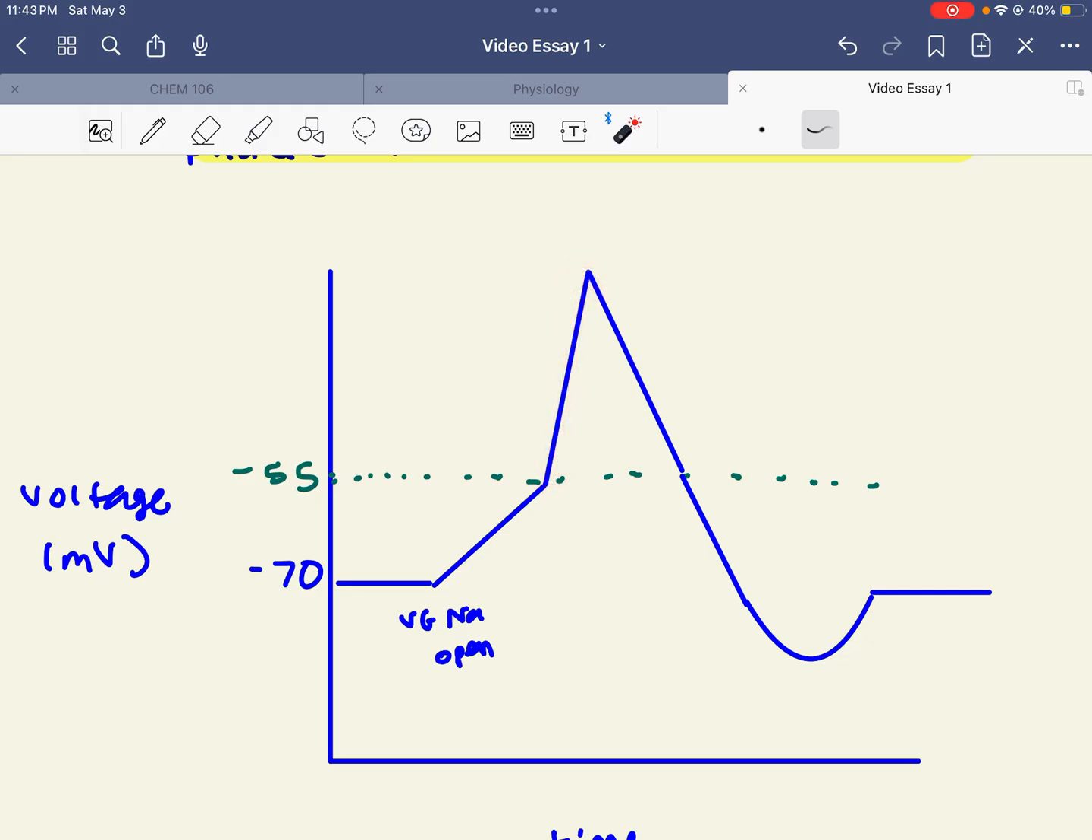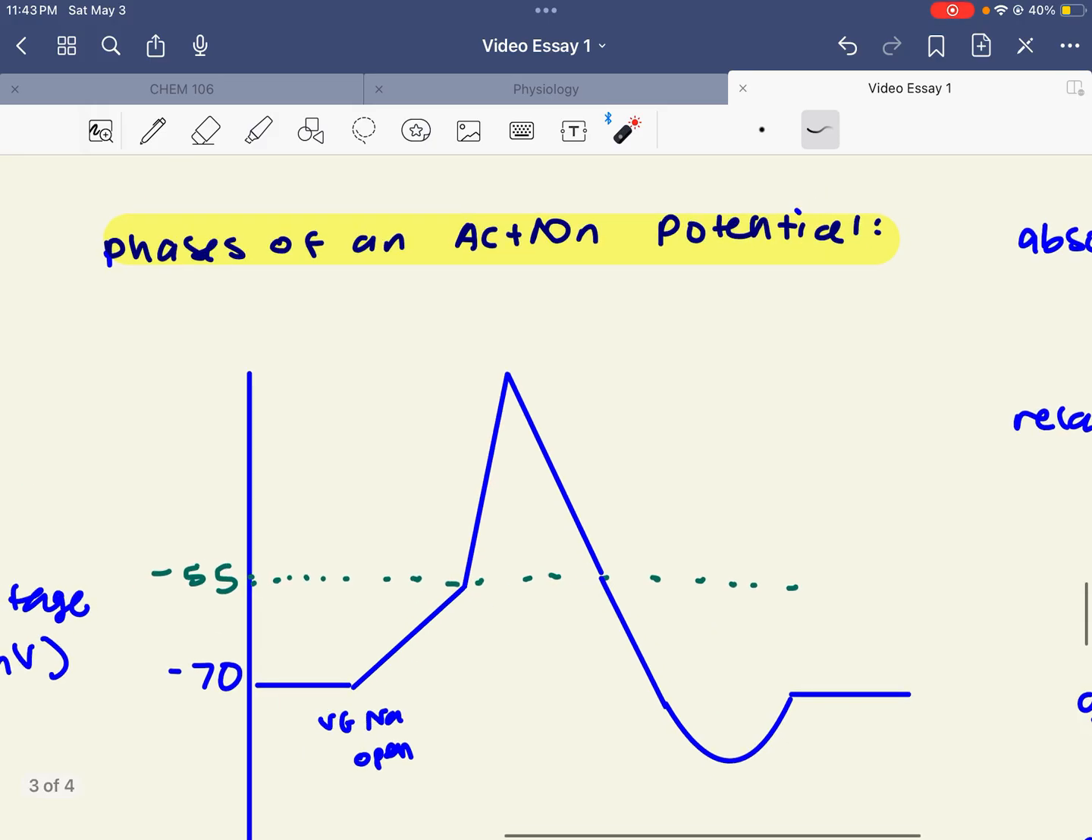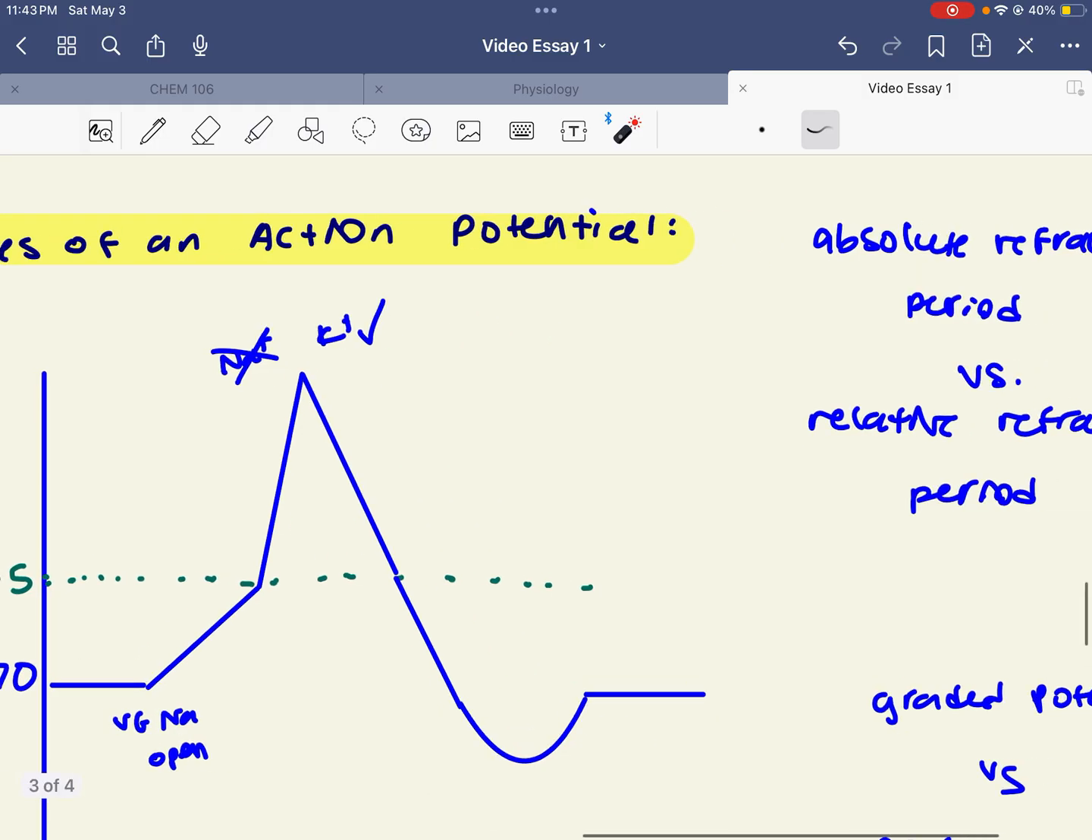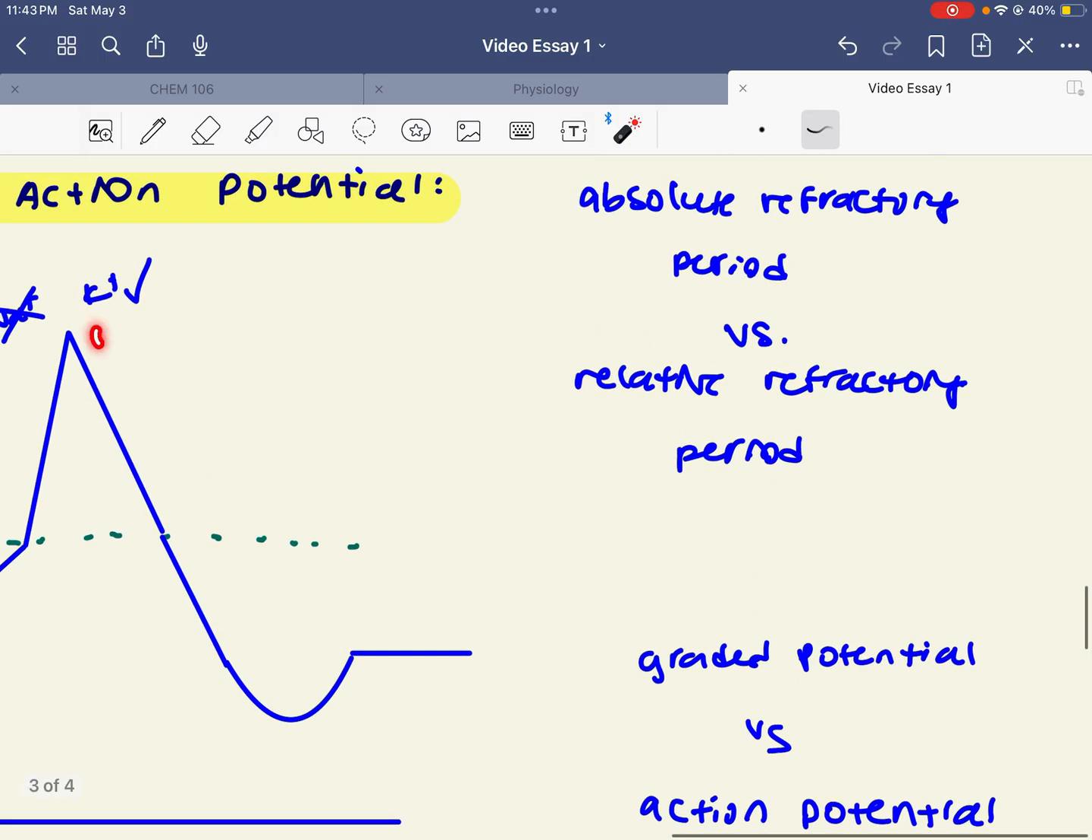Once we peak here, the sodium channels inactivate and the potassium channels open. So sodium inactivates, potassium opens, okay? And now we have the repolarization stage. So potassium exits the cell. This is causing more separation of charge again. The voltage is starting to pan back down.